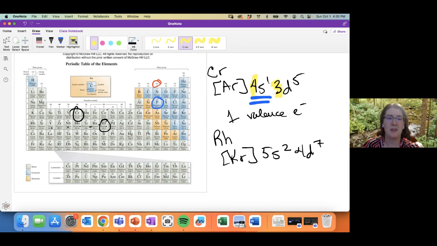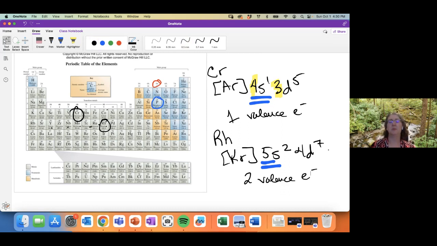The highest value of N. 5 is bigger than 4. So rhodium has a grand total of 2 valence electrons. So this really is one of those times to essentially go back to the definition. Valence electrons are going to be the highest value of N. That's where our valence electrons come from.